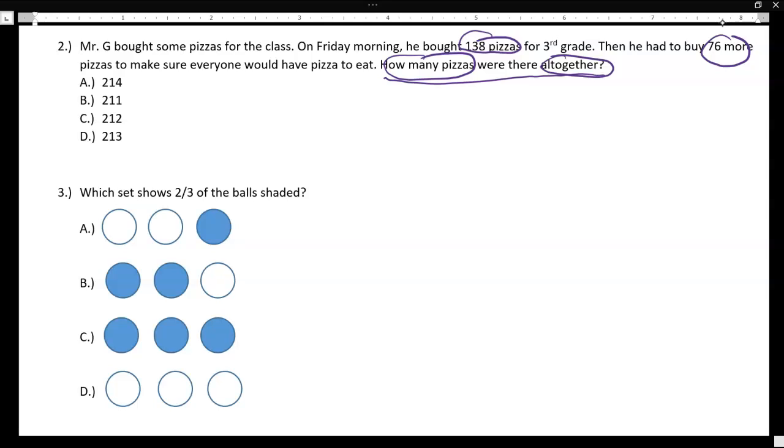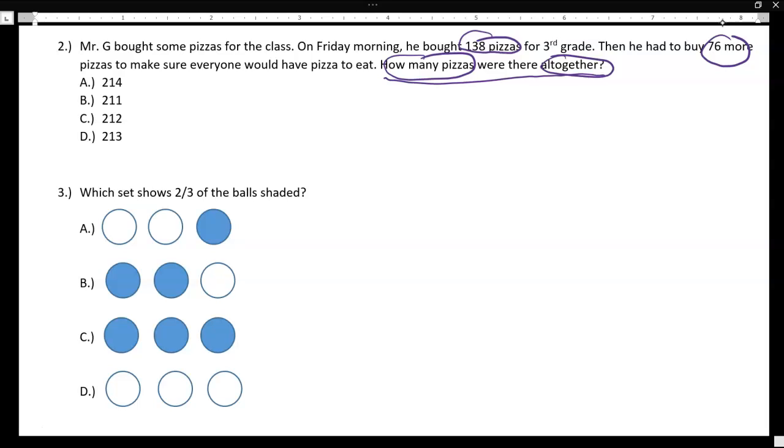Now, is there anything in there that tells us what we're going to do? All together and buy. Buy means add. All together and bought more, right? Yeah. So we're going to add.